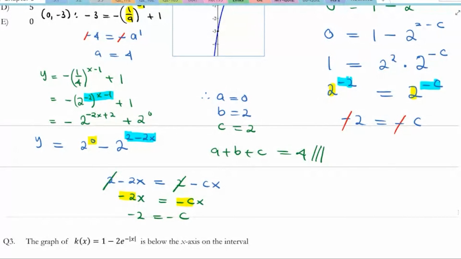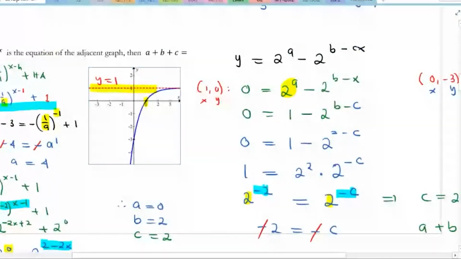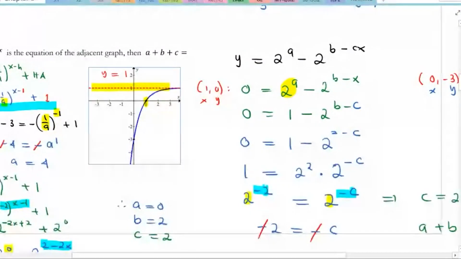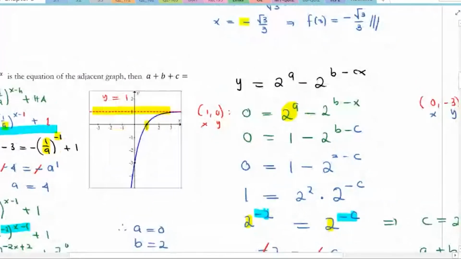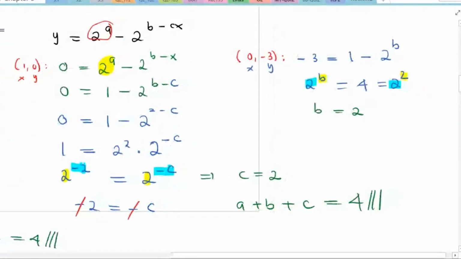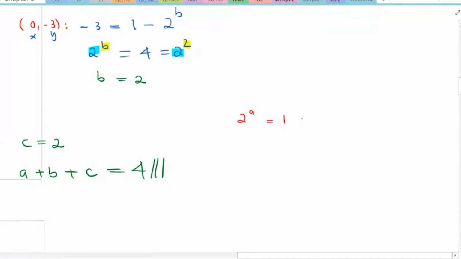Yes, mister, sorry for disturbing, but in the second method, how did you know that a is equal to 0? A equal to 0 because we mentioned this one earlier, that this is the horizontal asymptote, right? And the horizontal asymptote is the line y equal to 1. And for line y equal to 1, we have 2 to the power of a. So 2 to the power of a is equal to 1. So 1, you can write it as 2 to the power of 0.